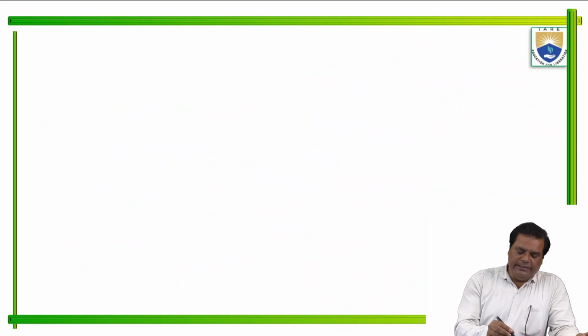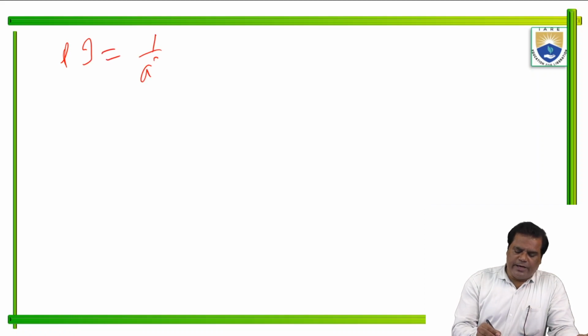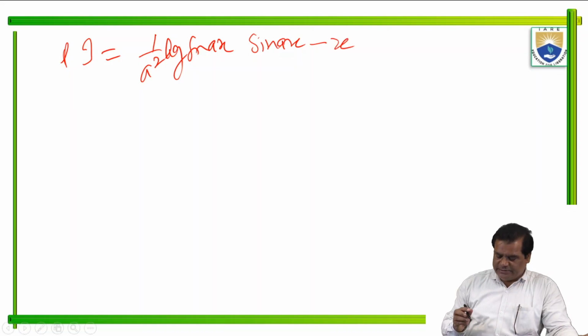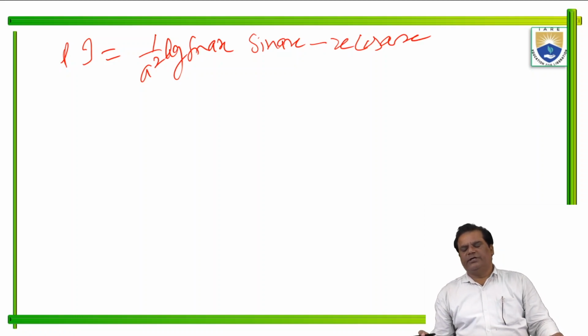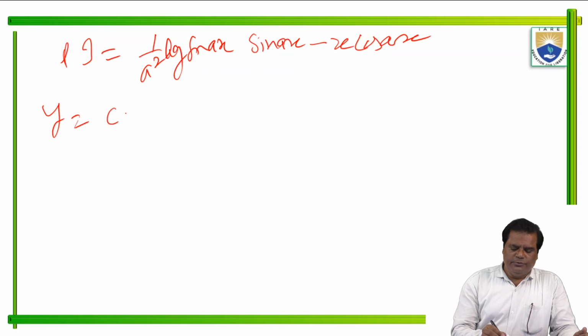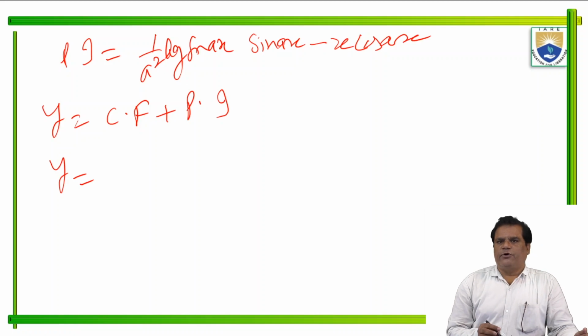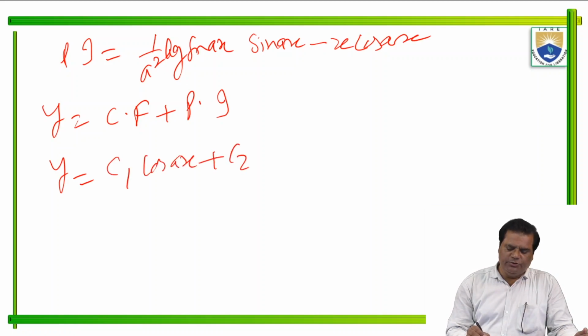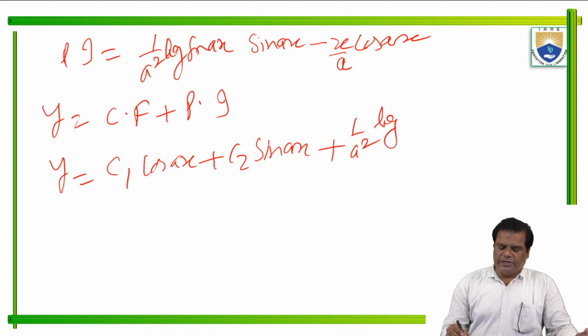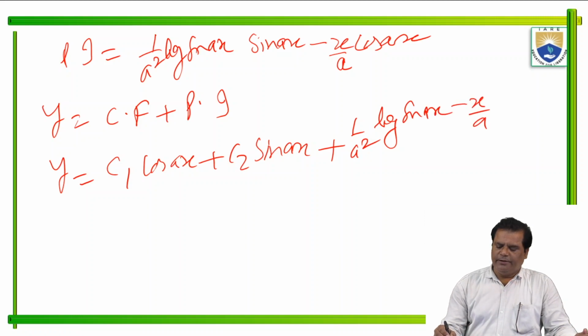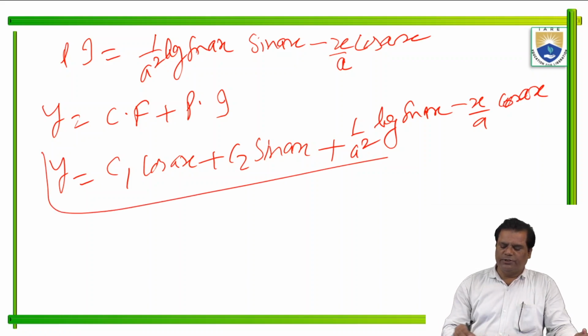So final answer is Pi is equal to 1 upon a square log sin ax into cos ax, sin ax into sin ax, and minus x is common, i cancels. So here is cos ax. Okay, so this is the complete solution of this problem. Final solution is y is equal to CF plus Pi. So y is equal to CF, complementary function, C1 cos ax plus C2 sin ax, plus this is Pi: 1 upon a square log sin ax minus x upon a cos ax. This is the complete solution of the question.